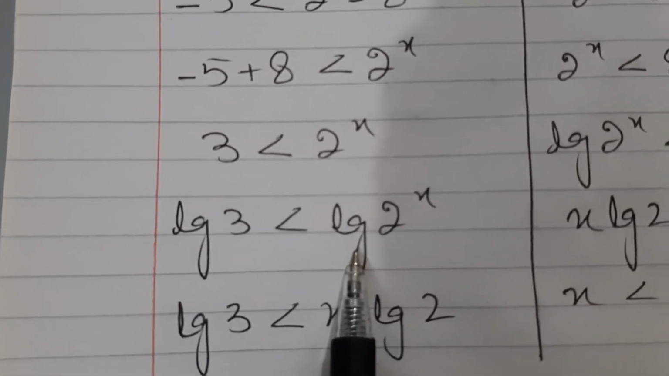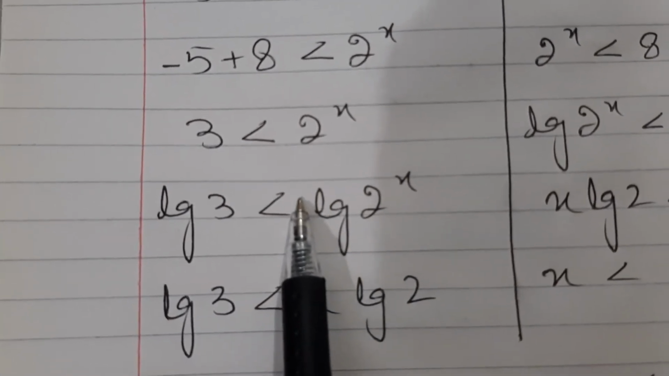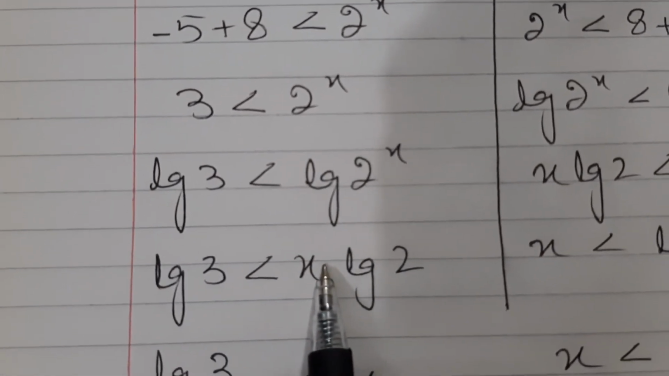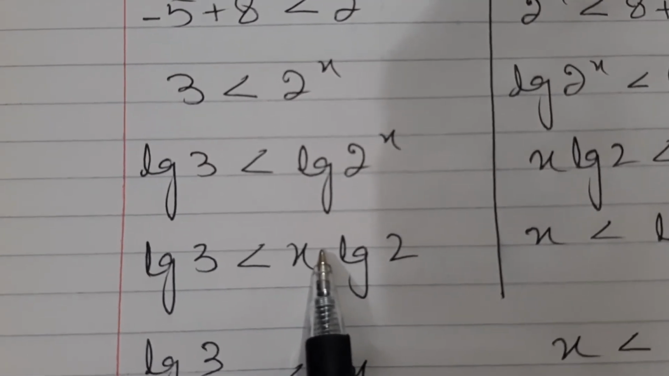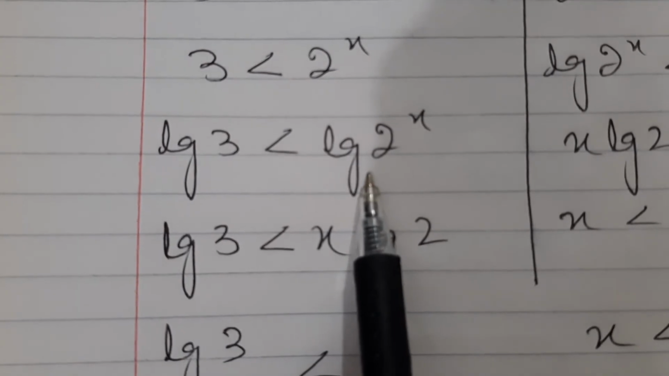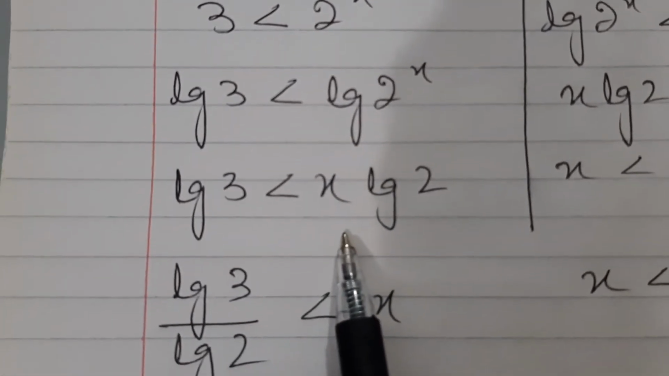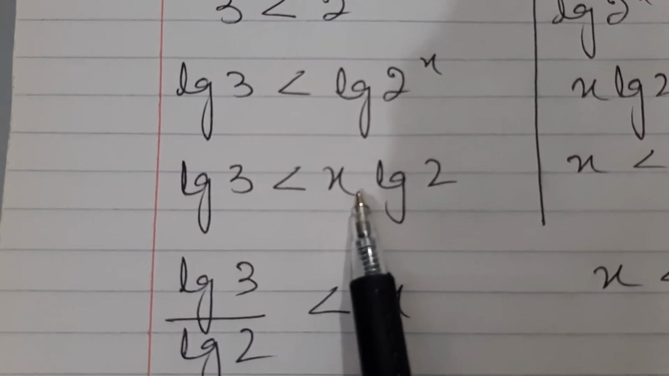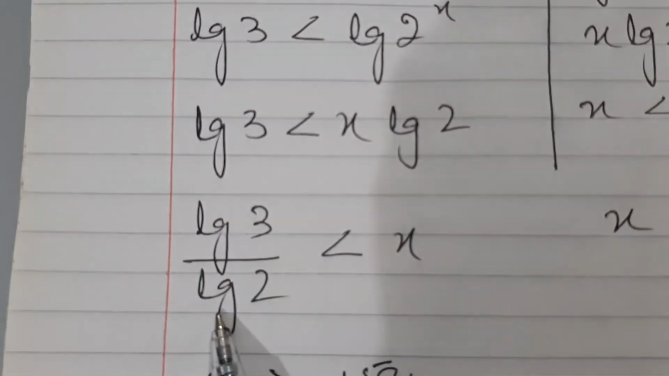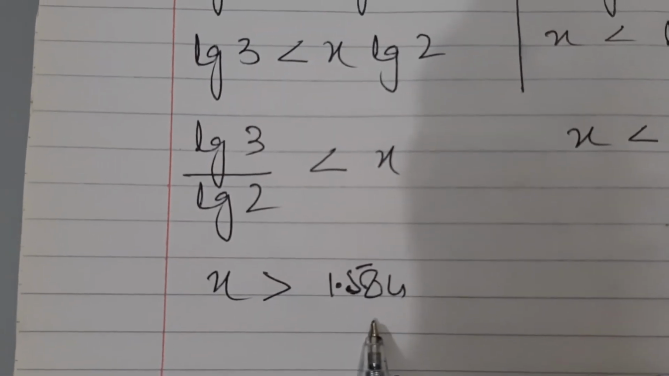So I'm taking log on both sides. Then I'm applying the power law. X is coming here as a multiple. If you don't remember log, you can again see my video in which I have explained all the rules of log. It is again available on my blog site. So I get x greater than log 3 divided by log 2, which is x greater than 1.584.